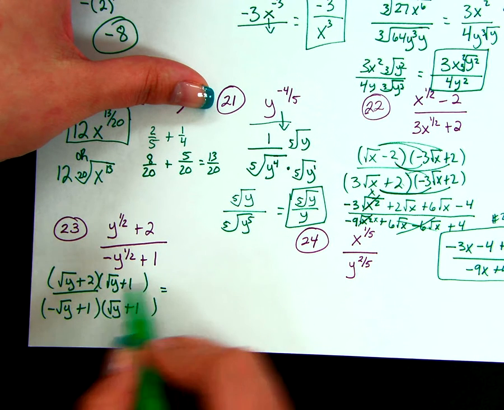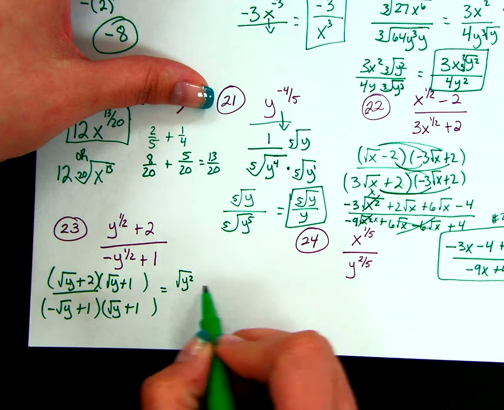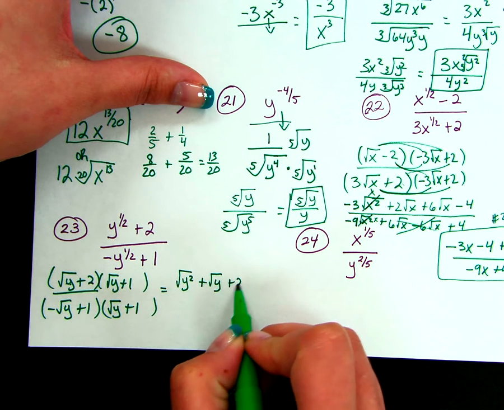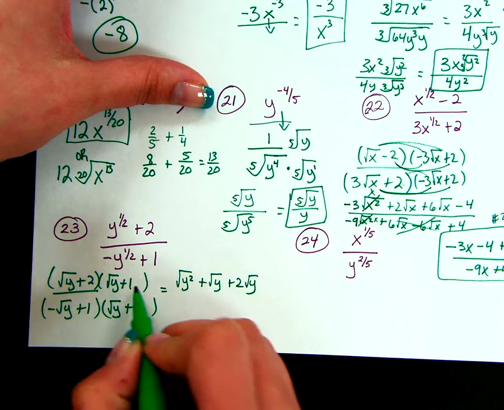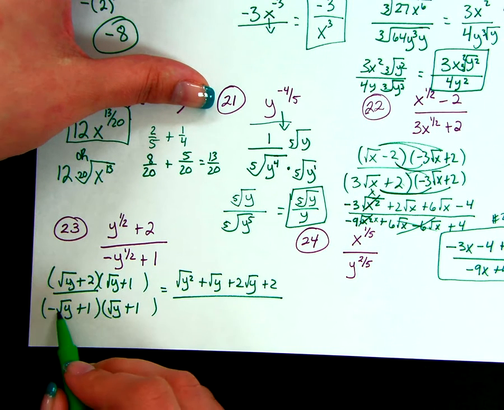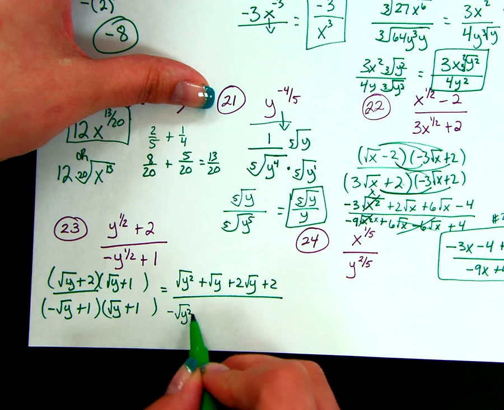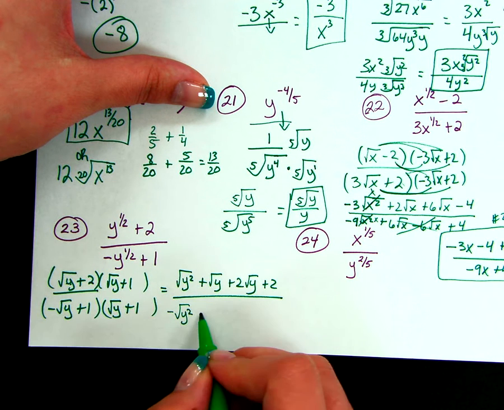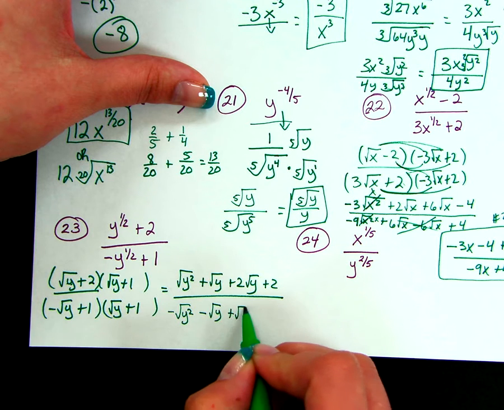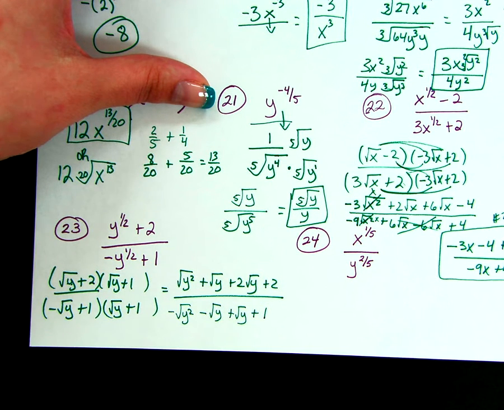So square root of y times square root of y is the square root of y squared. Square root of y times 1 will be the square root of y. 2 times the square root of y is 2 square root of y. And 2 times 1 is 2 over. Negative square root of y times square root of y will be negative square root of y squared. Negative square root of y times 1 will be negative square root of y. 1 times the square root of y is a positive square root of y. And 1 times 1 is 1.